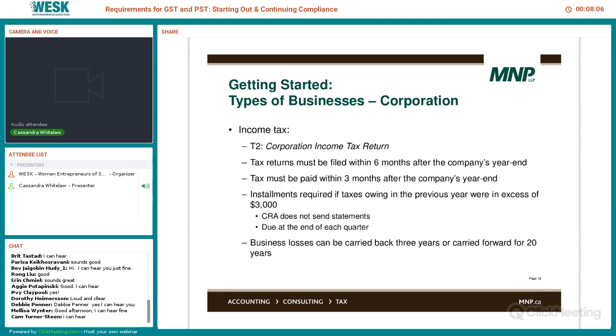For income taxes, corporations file their own tax return, and this is called the T2 corporate income tax return. Tax returns must be filed within 6 months of the corporation's year end, but taxes must be paid within 3 months. So once again, your return is due after the taxes are due. If you've got taxes of more than $3,000 in the previous year, you will be required to pay installments each quarter. However, the CRA does not send installment statements to corporations. The other thing about corporations is that business losses have to stay within the corporation, but they can be carried back to prior taxation years or forward to future taxation years.